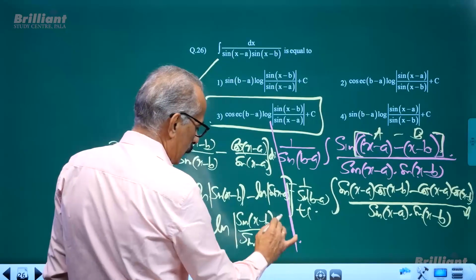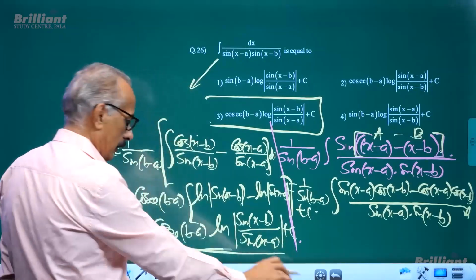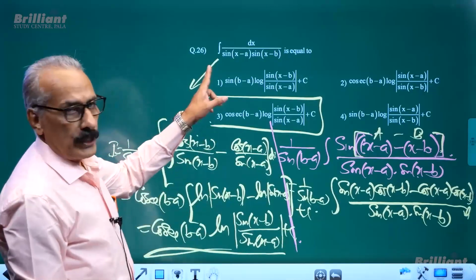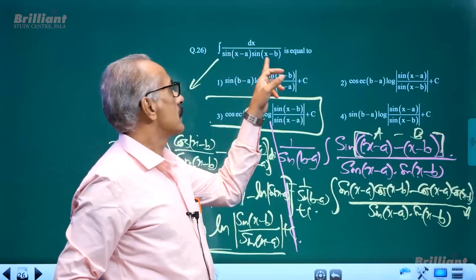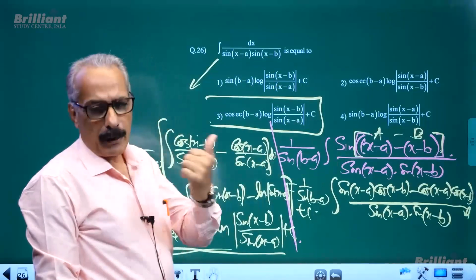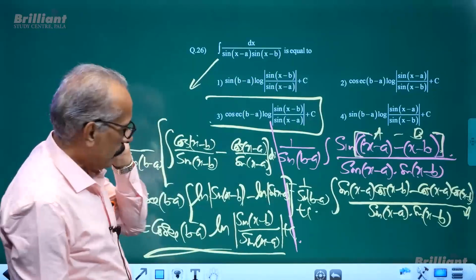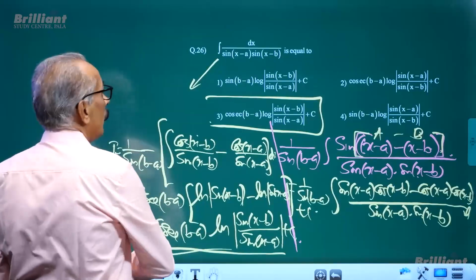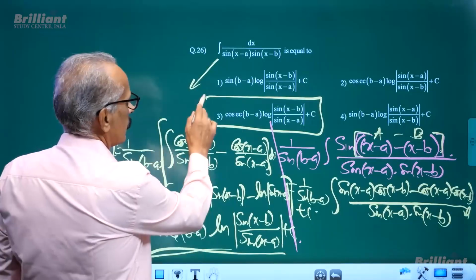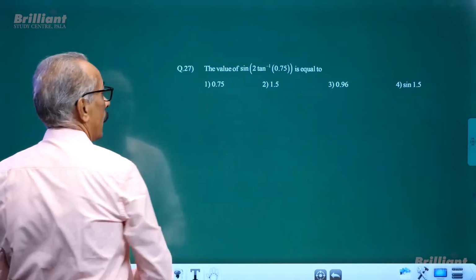This is the answer I told you in the beginning without solving. Keep this in mind. Do similar problems with cos(x minus a) into cos(x minus b) and apply the method which I have told you already. Okay. So your answer is the third one. Question 26, the answer is the third one.